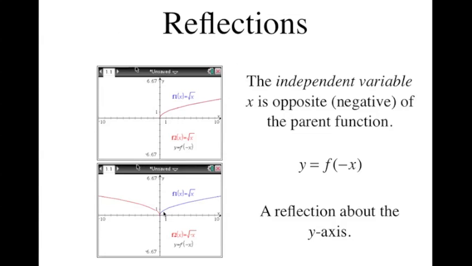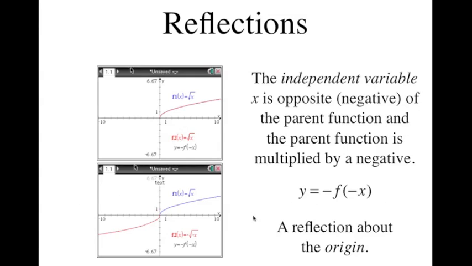So here's our parent function, and our child function is reflected across the y-axis. What if we combine both of these things, and we have the independent variable multiplied by a negative number, and the whole function multiplied by a negative? Then it's a reflection about the origin. So that means it's going to be a mirrored reflection right here at the origin. You can see where this goes up that way, this is going to come down and go off to infinity. So that's what happens when you have a negative in both places. So it's a reflection about the origin.